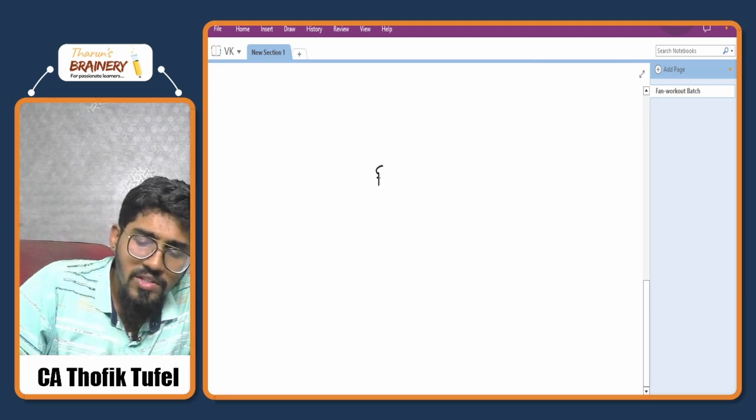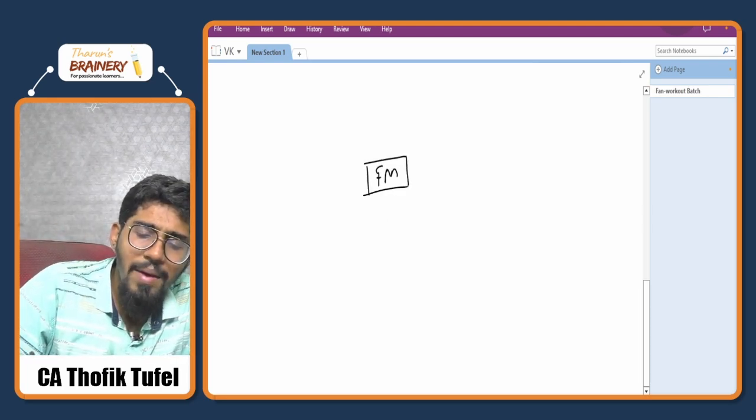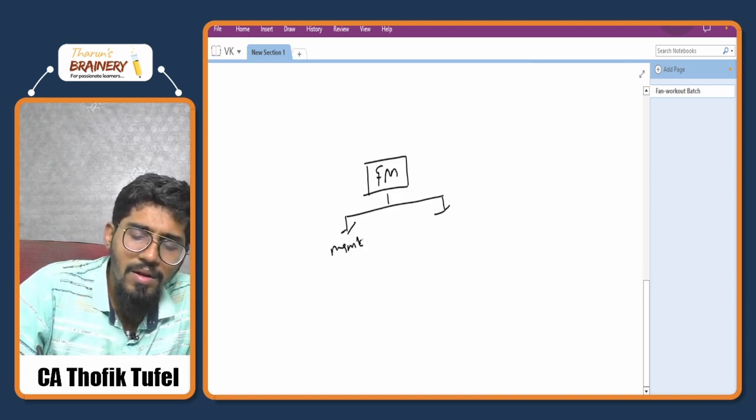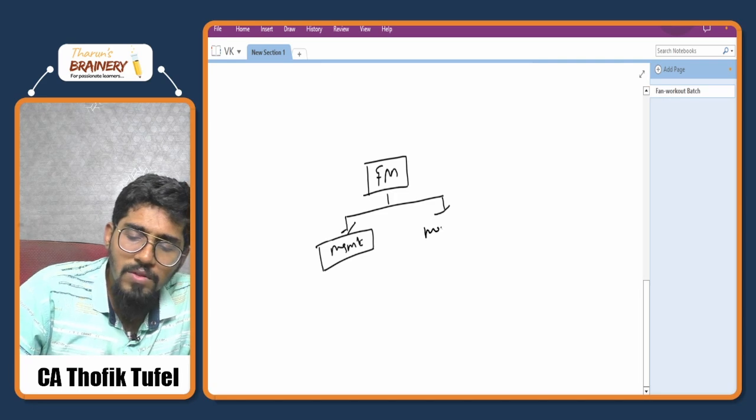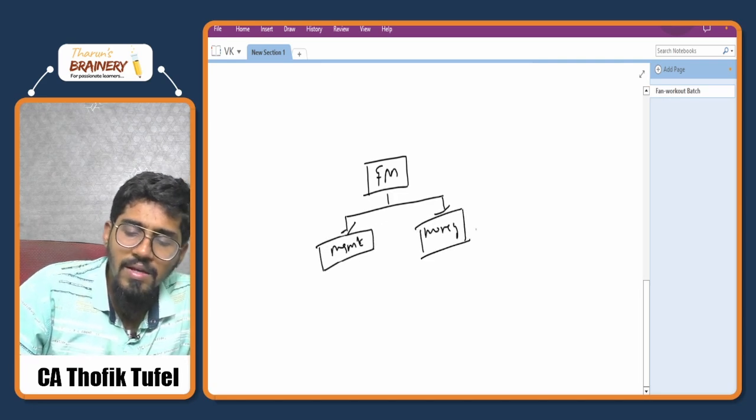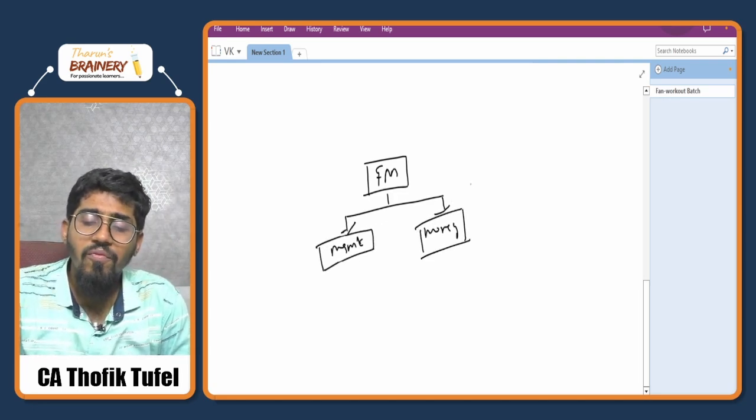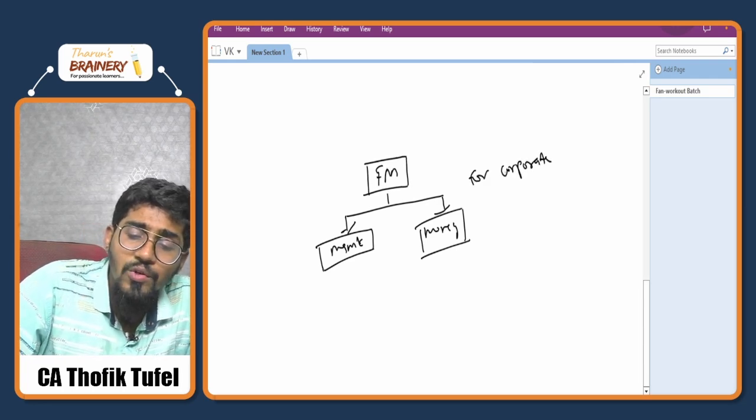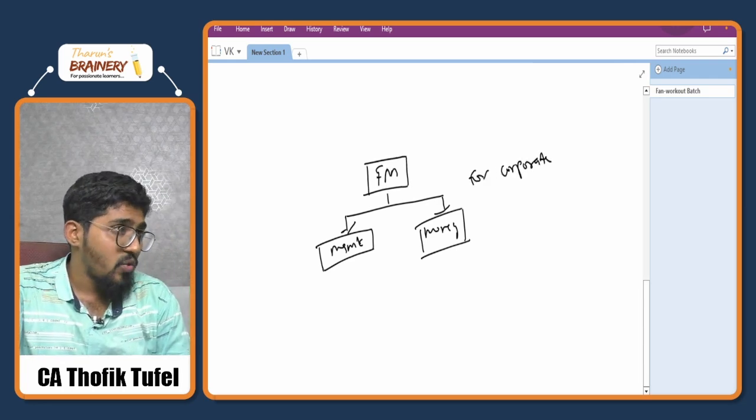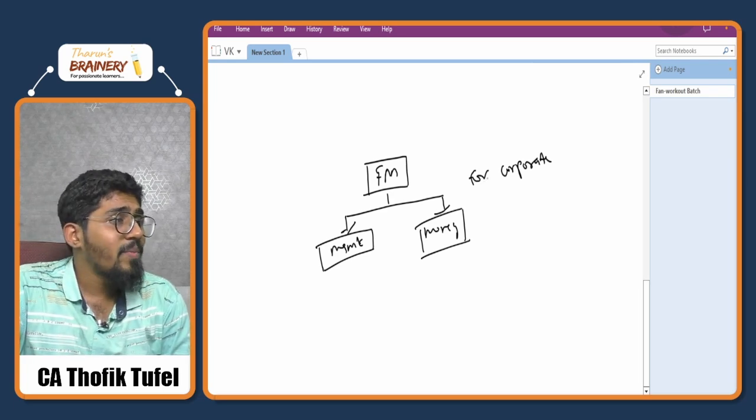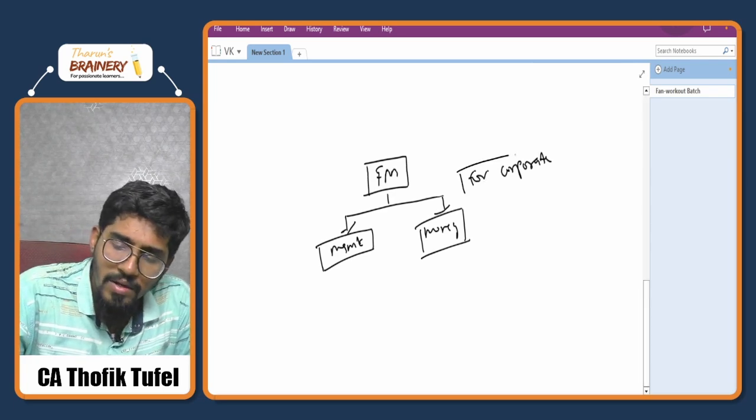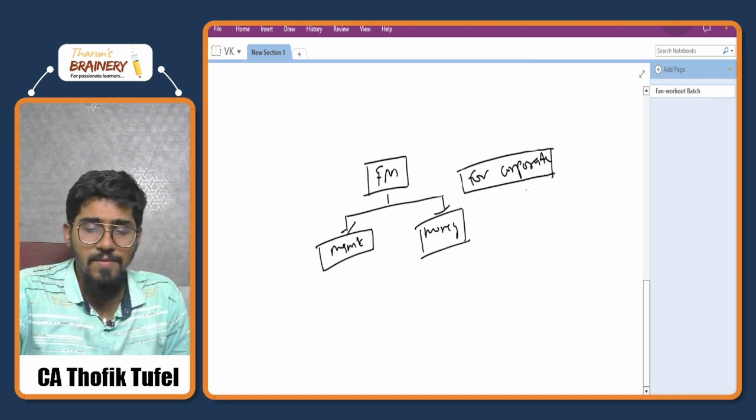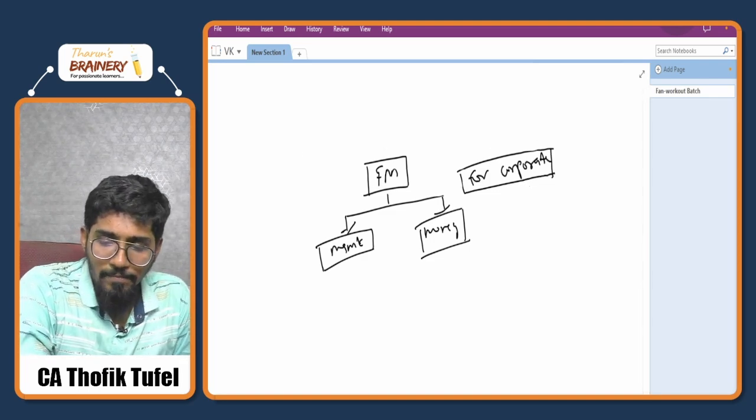So in Introduction to Financial Management, you saw that financial management is nothing but management of finance, management of money. Sir, management of money for whom? For corporate. So this is actually corporate financial management. Though they are saying financial management, that is corporate financial management. So we are going to see corporates. Corporates means businesses.